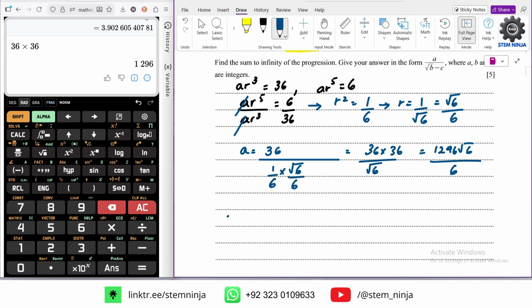Okay, so the sum to infinity is a over 1 minus r. So a is 1296 root 6 over 6, and 1 minus r is 1 minus root 6 over 6.